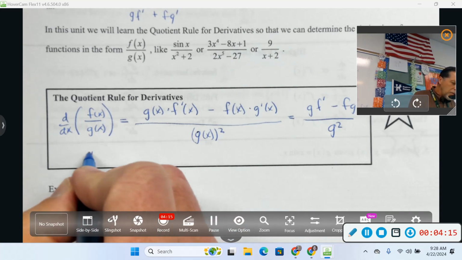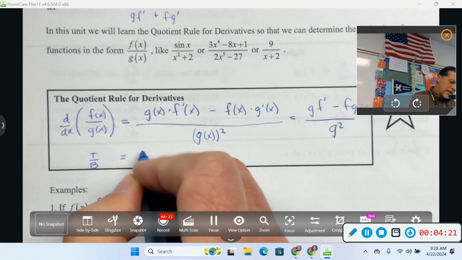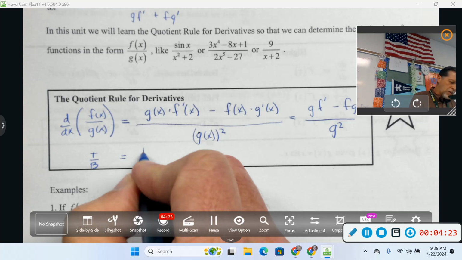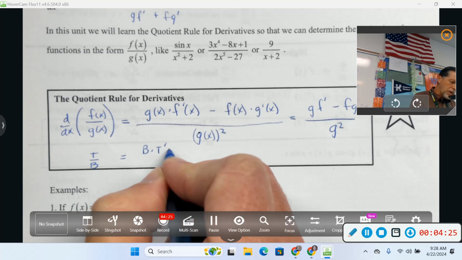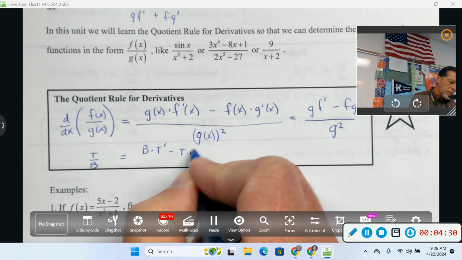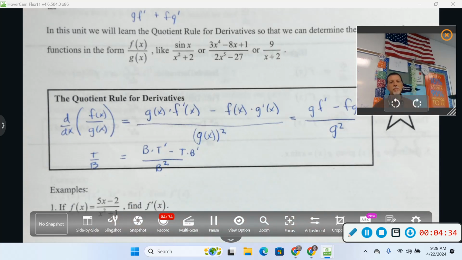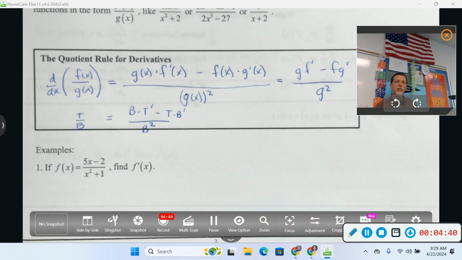You may see some people write it as the derivative of top over bottom. So that would be what? Bottom times top prime minus top times bottom prime over bottom squared. So I've seen people write it like that, but then you can't use the GF joke. So GF prime minus FG prime over G squared.